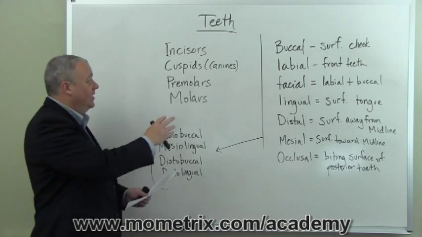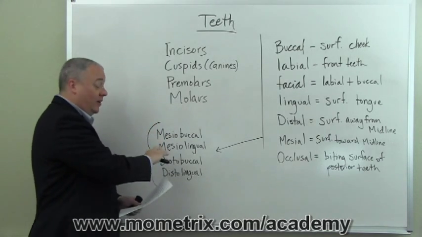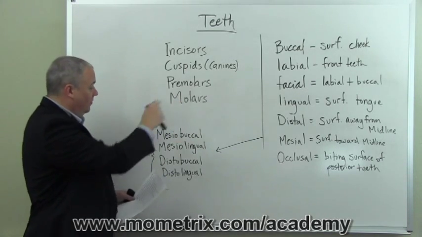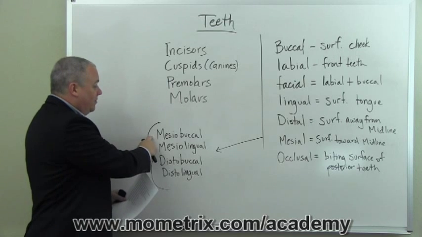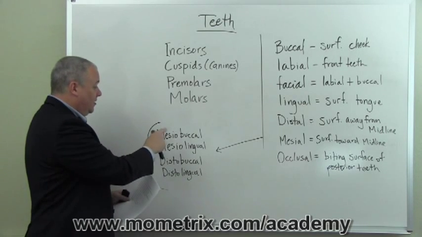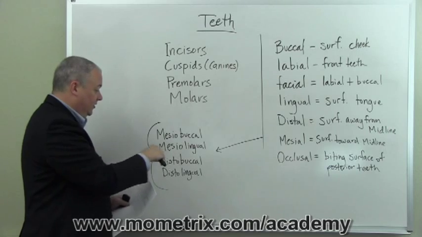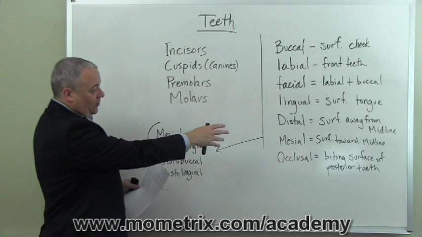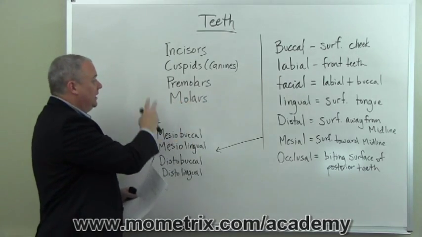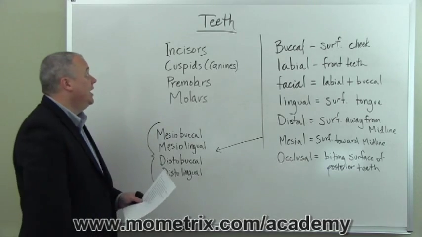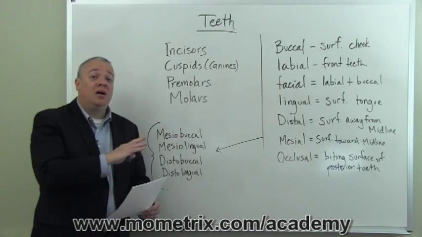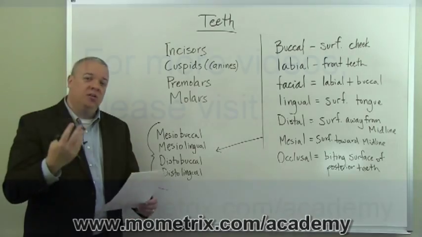And then, once again, to name the teeth, instead of just giving the basic name, you can get very specific by combining the terms over here so that we get the mesiobuccal, mesiolingual, distobuccal, and distolingual by combining the surfaces, if you will, related to the teeth. Anyway, this has just been a basic overview of our teeth, how they're named, and where they're located.